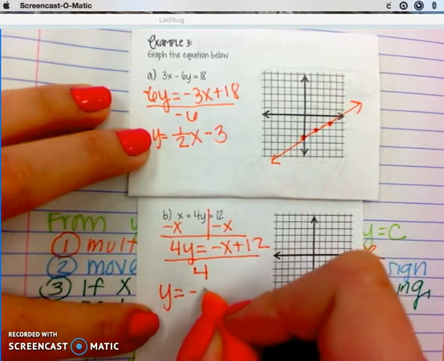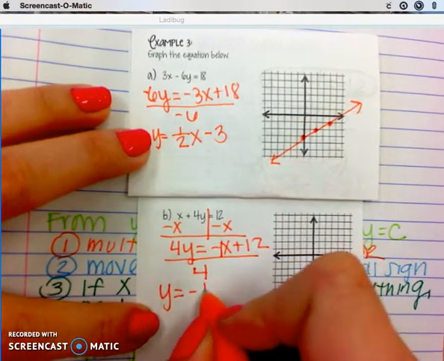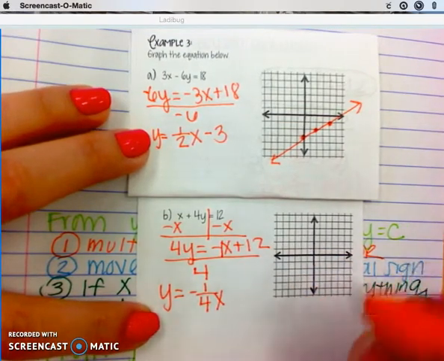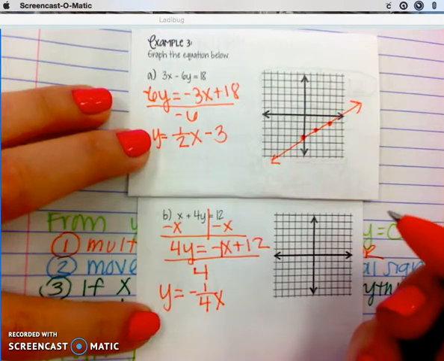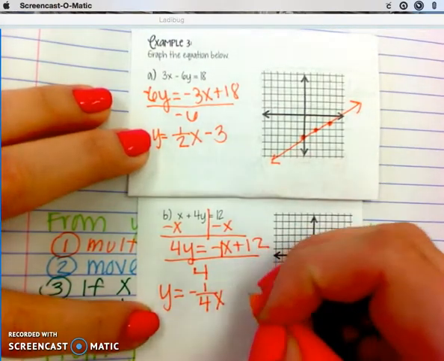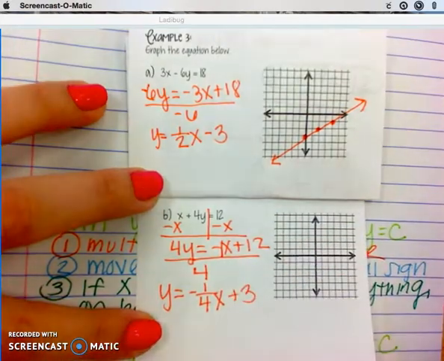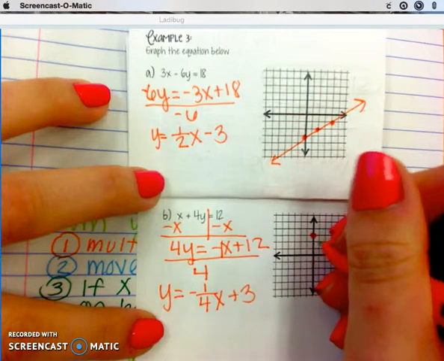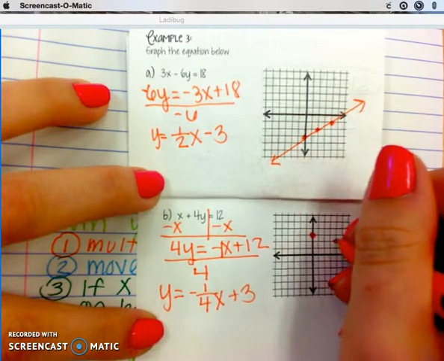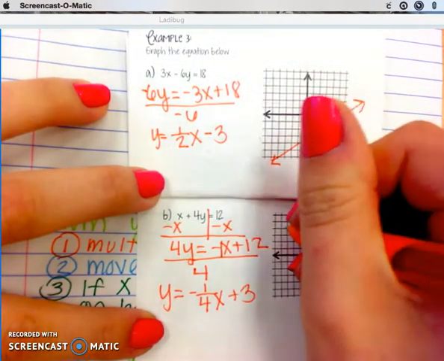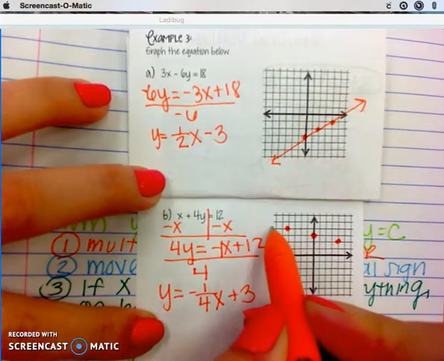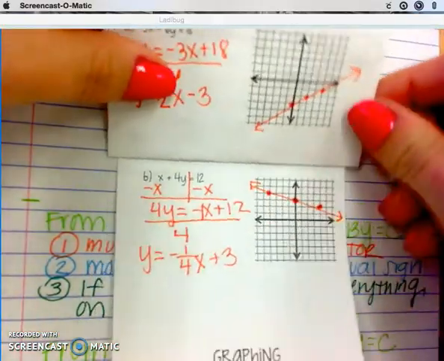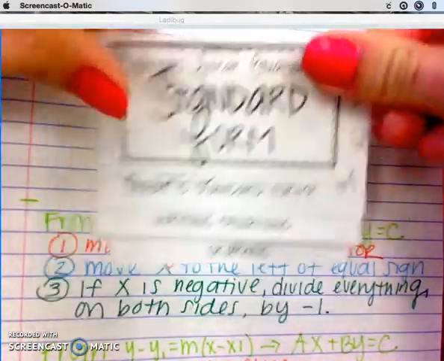Y equals, this is like a -1, so -1/4 x. You can't simplify it. Don't leave it as a decimal. Leave it as a fraction because we're going to do rise over run. And 12 divided by 4 is a +3. So start at +3, go down 1 and right 4, or up 1 and left 4. And you can connect your dots to draw your line. And that is the lesson on standard form.